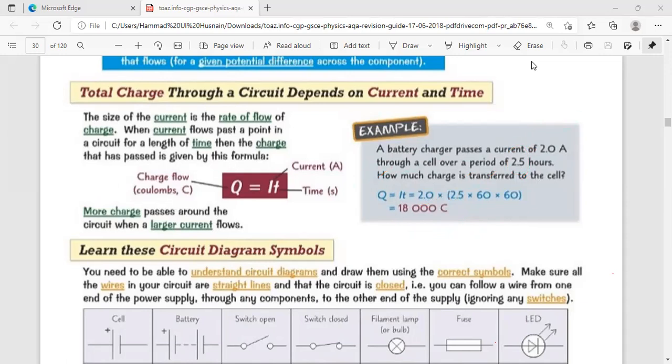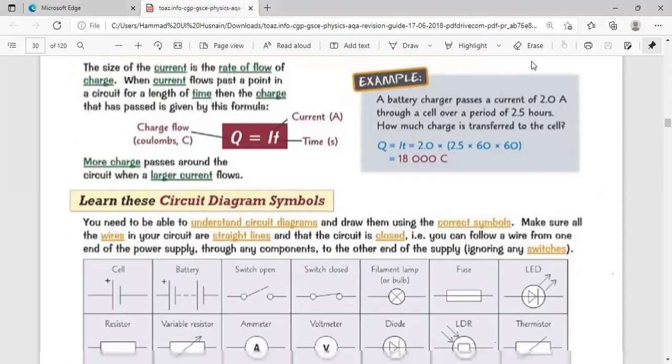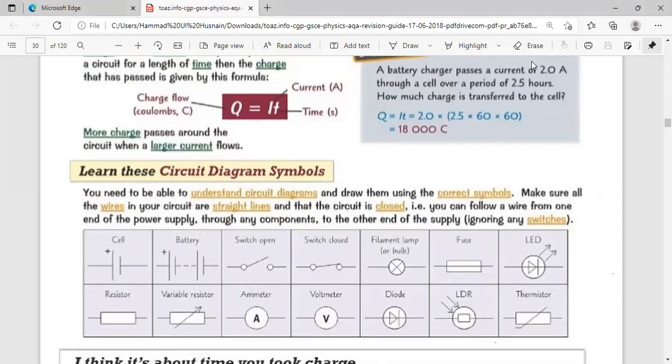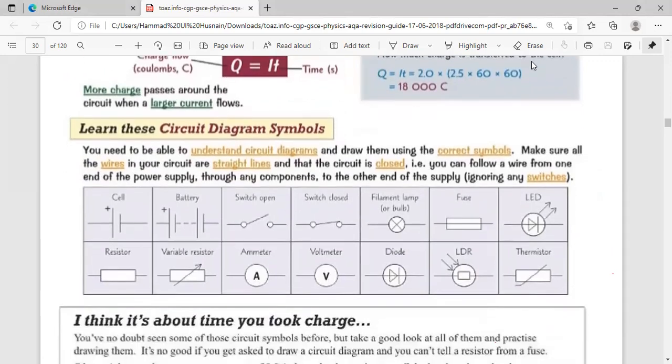Okay, the size of the current is the rate of flow of charge. Basically, this is the definition of current. When current flows past a point in a circuit for a length of time t, then the charge that has passed is given by this formula. We have discussed this formula in a bit of detail. More charge passes around the circuit when a larger current flows. Definitely, if you have a large current flowing through a circuit, a large number of charges will be passing through that particular circuit, right?